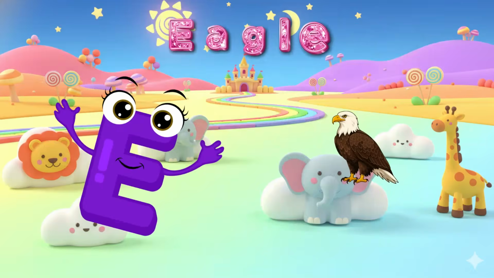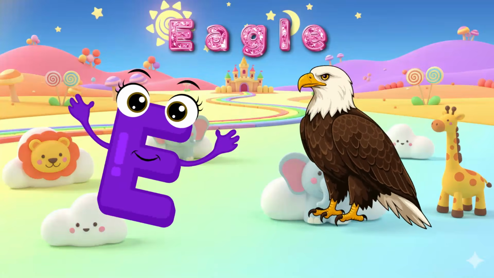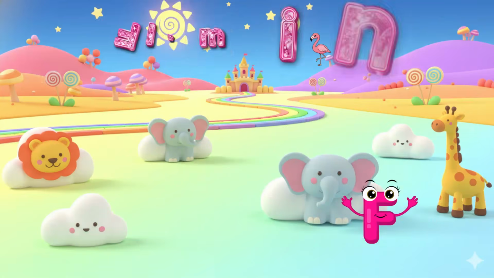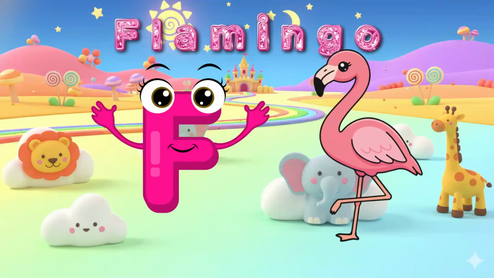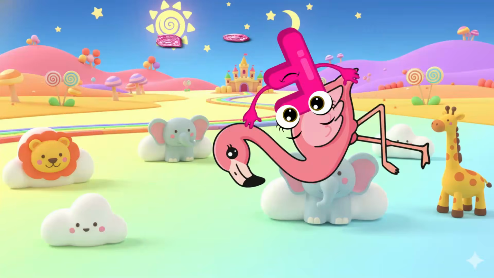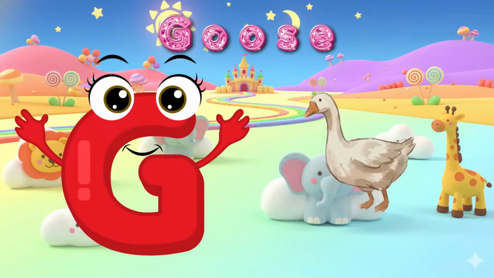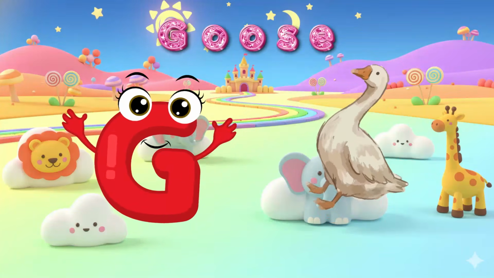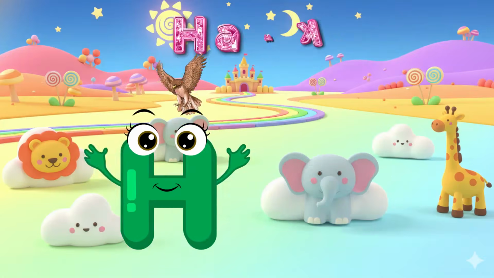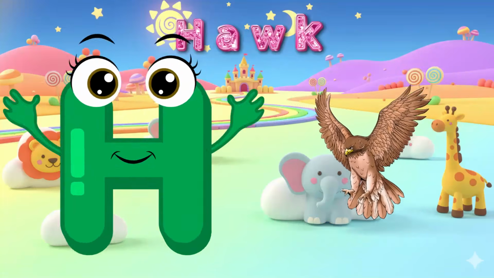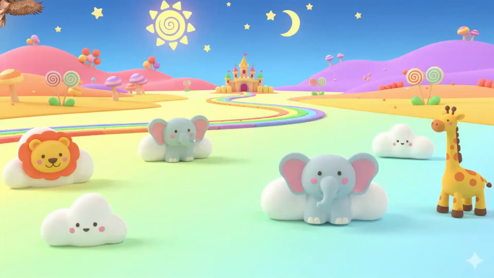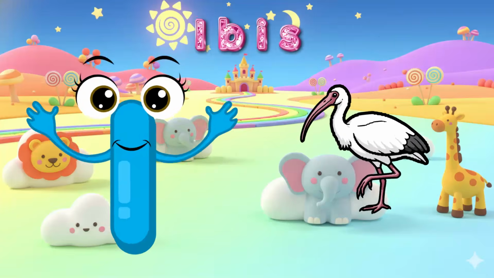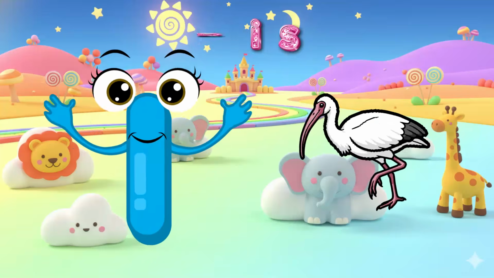E is for eagle. E, eagle. F is for flamingo. F, flamingo. G is for goose. G, goose. H is for hawk. H, hawk. I is for ibis. I, ibis.